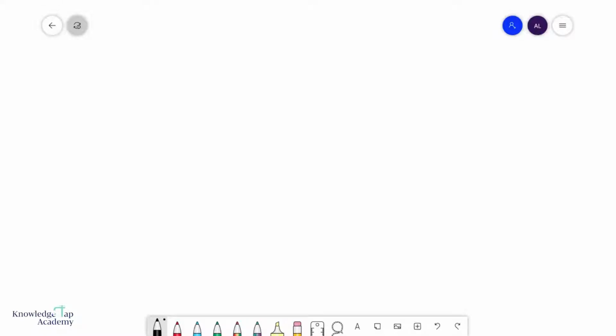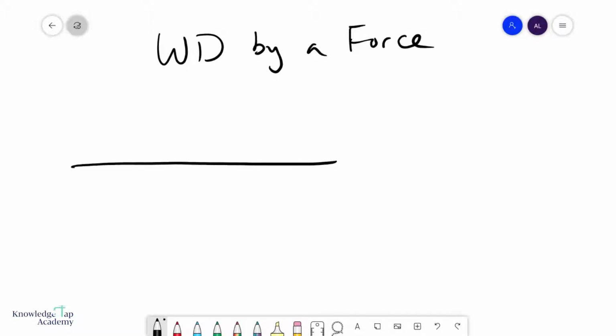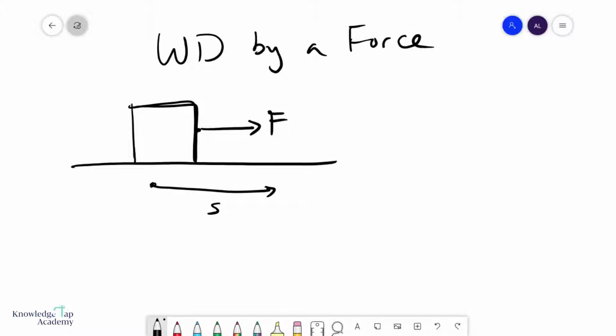We are going to now explore what it means by work done by a force. Now, let's consider a very simple example. Let's say we have a block over here, and we are going to pull this block with a force F, and we're going to pull it over a distance S. And so by definition, we say that the work done by this force over here is simply force times distance.